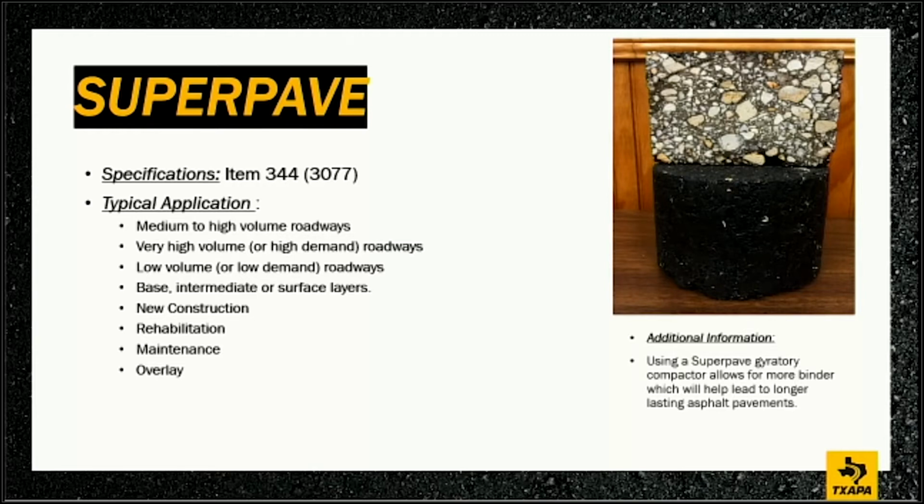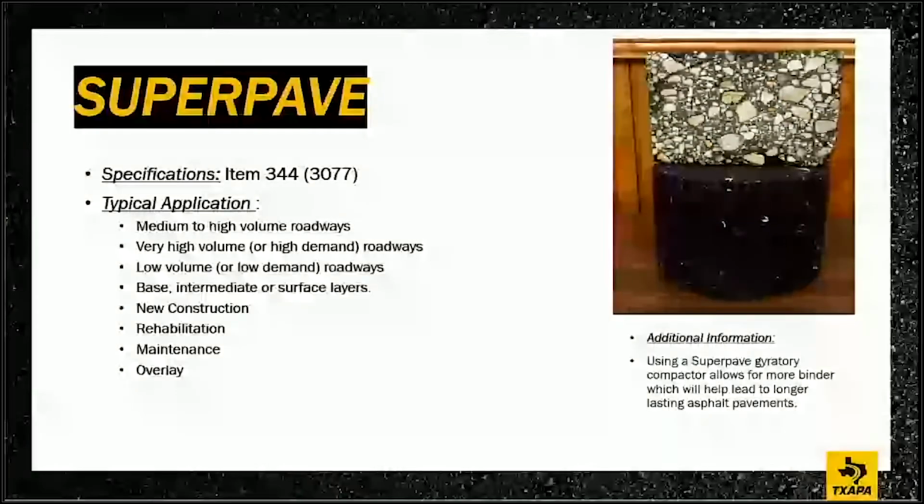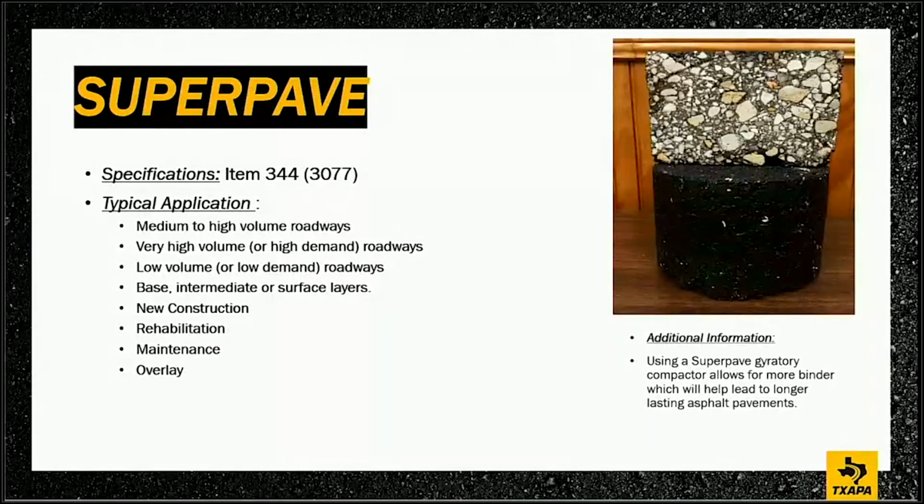Superpaves. Let's talk about Superpaves. It's TxDOT Item 344. Now, the new specification has just been revised, so now we're talking Item 3077. That came out January of last year. Yep, we've had about a year under our belt with the new specification. And again, it's a great tool when engineered correctly.